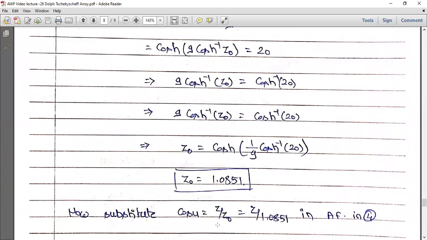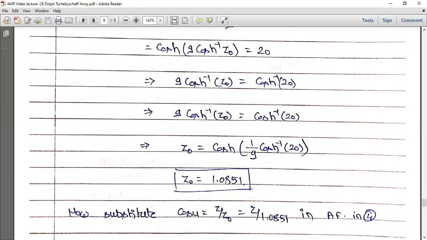I have chosen this numerical because it explains how to handle the situation when Chebyshev polynomial becomes greater than 1 or less than minus 1. So this is the value of z0 at which the side lobe level will be 26 dB less than the maximum value of the major lobe. And now we substitute cos u equals z by z0 in the expression for array factor.